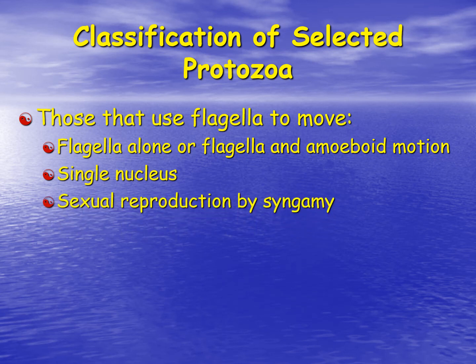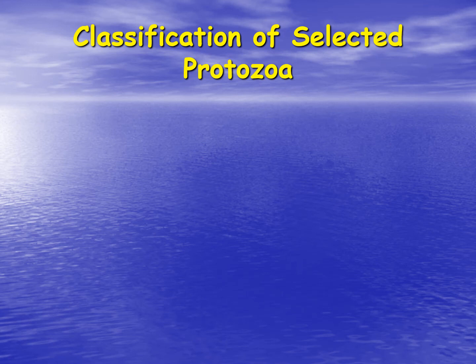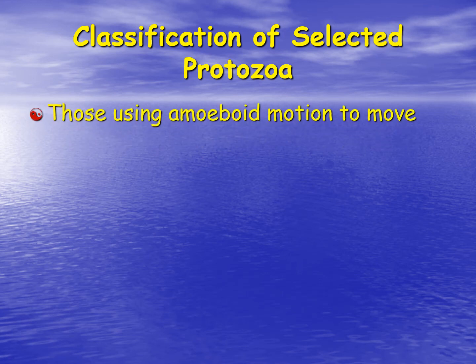Most protozoans that reproduce sexually reproduce by the process called syngamy, where basically two individuals fuse together and then will undergo meiosis to form genetically diverse organisms. And again, some will form cysts, while others will always be free living in the environment in the trophocyte stage only. Those using amoeboid motion to move are primarily the amoeba.